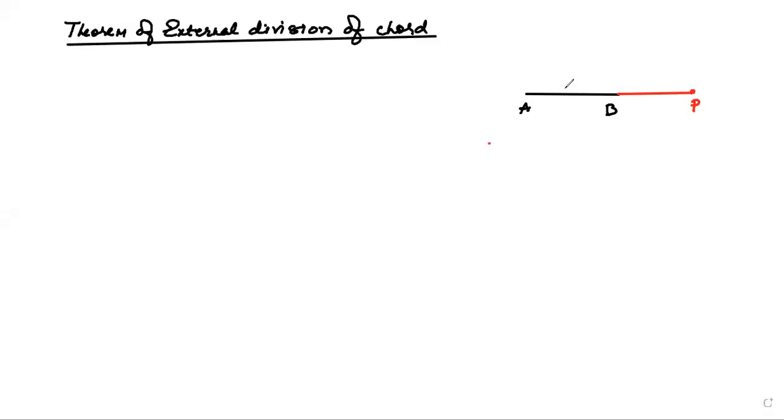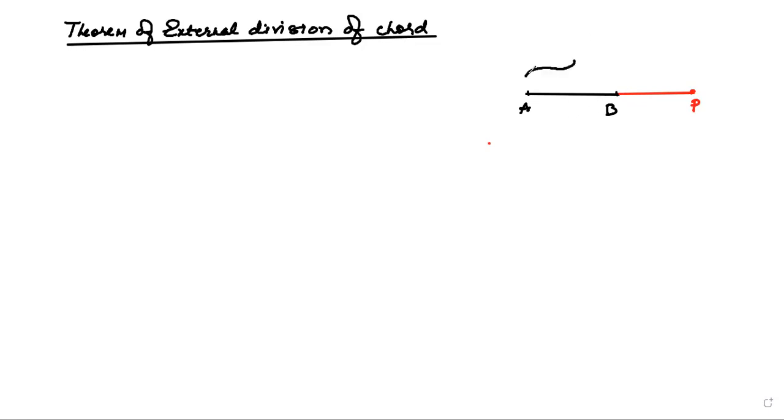Now this point P, it doesn't lie on segment AB. But segment AB is from A to B. So this P doesn't lie on segment AB, but it lies on line AB. This P is set to divide segment AB externally. P is dividing AB externally into two parts.